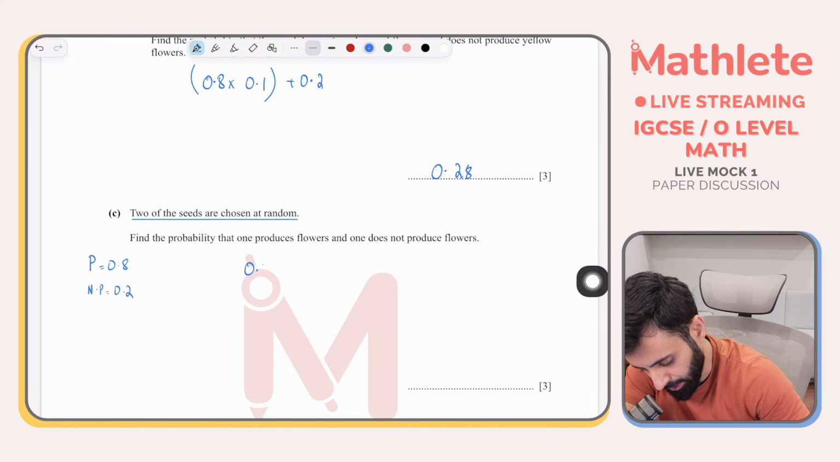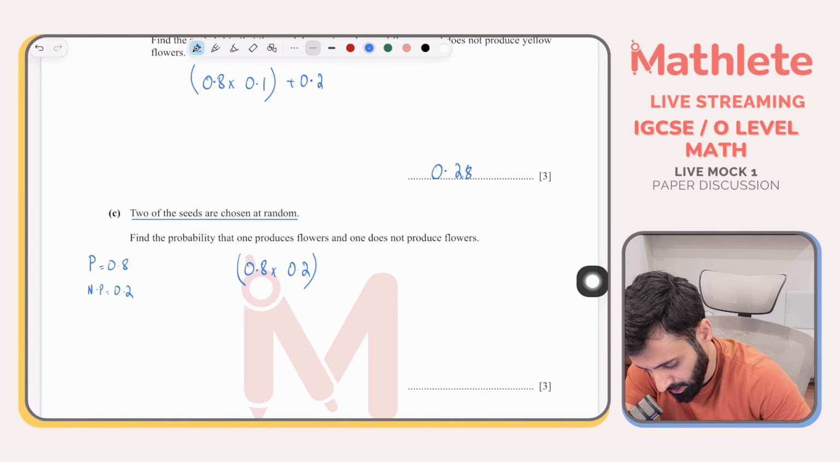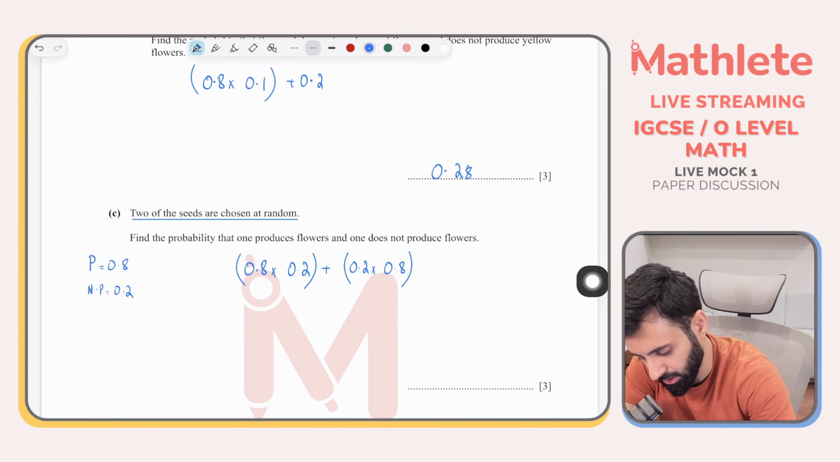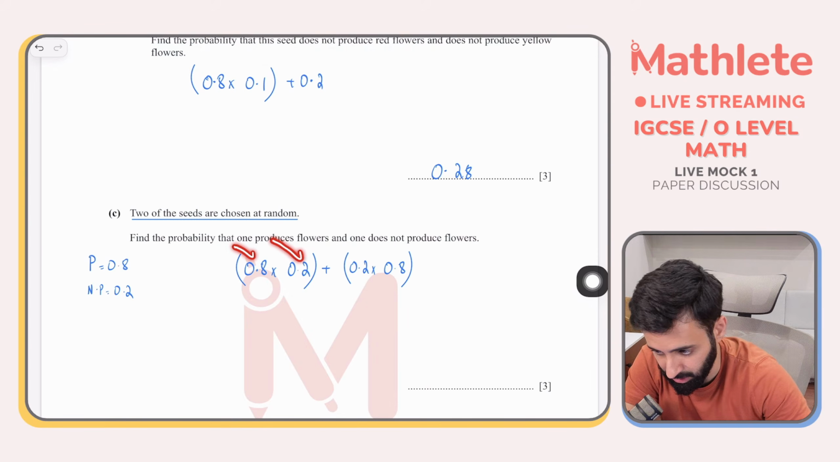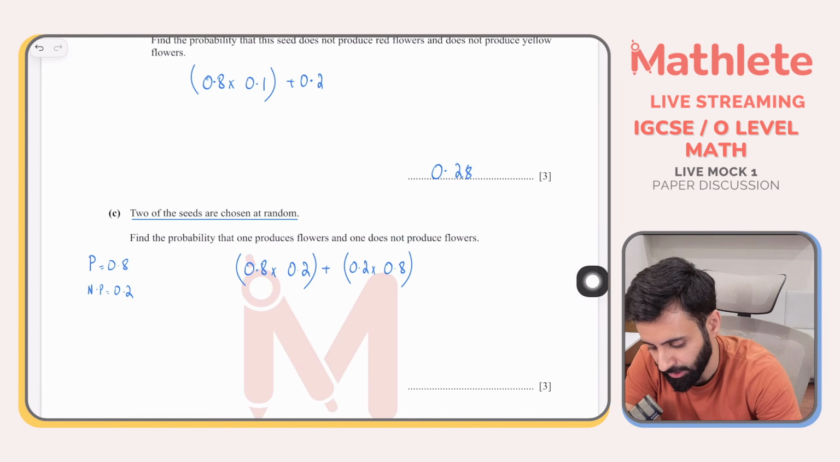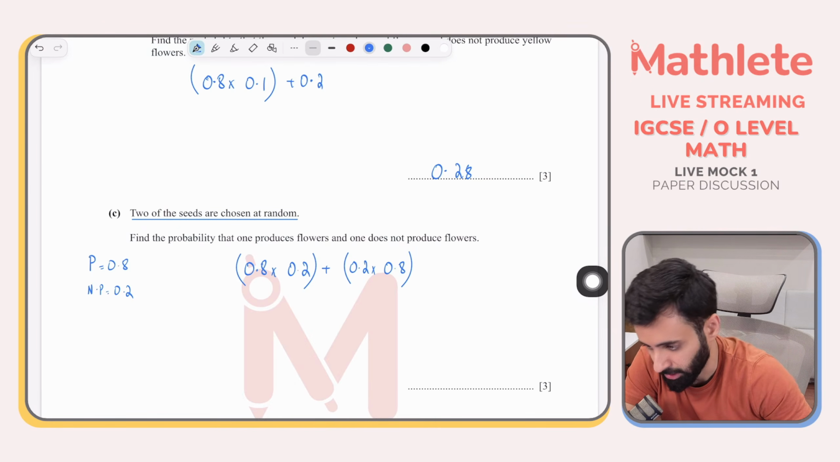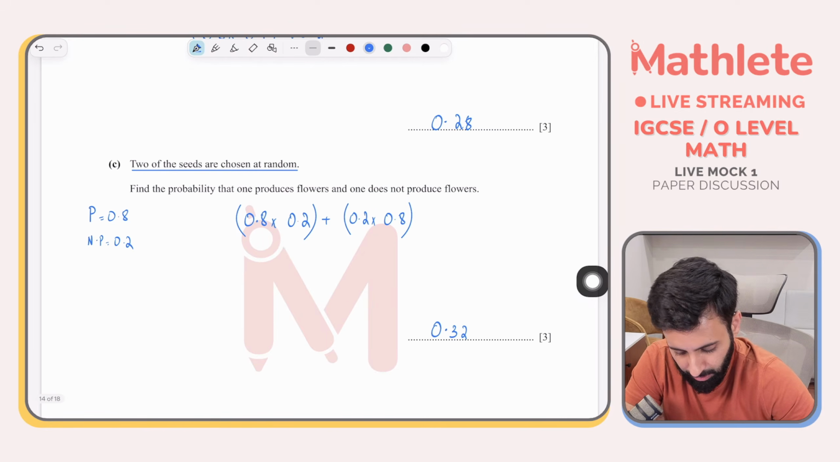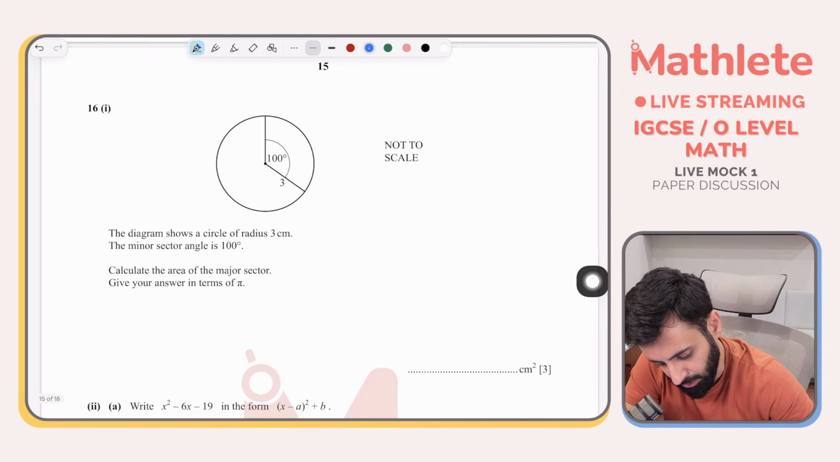So this can happen two ways. 0.8 into 0.2, so produce and not produce, or it can happen the opposite way, 0.2 into 0.8. Those seeds are in front of you. The probability that one produces flower is 0.8. The probability that one doesn't is 0.2. But what if you don't select them in that order? What if you select them in the opposite order? So you have to consider the opposite order as well, or simply find one and multiply by 2. So this is going to be 0.16 times 2. That's 0.32.